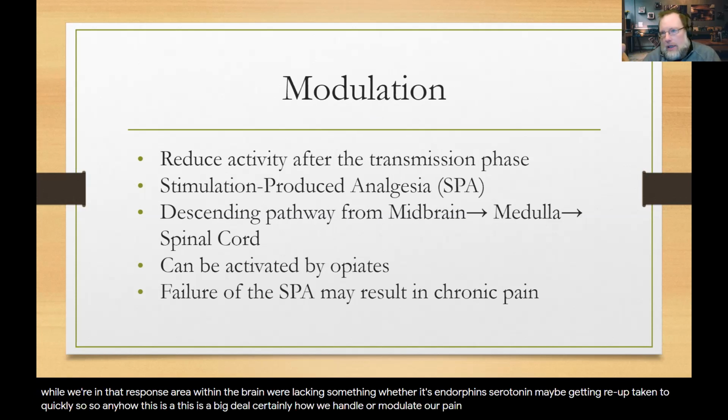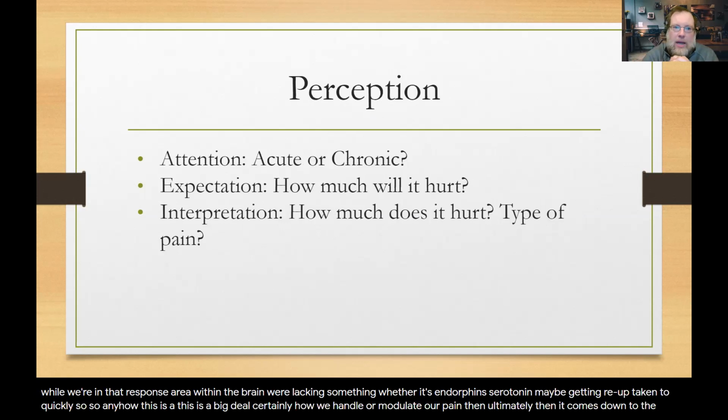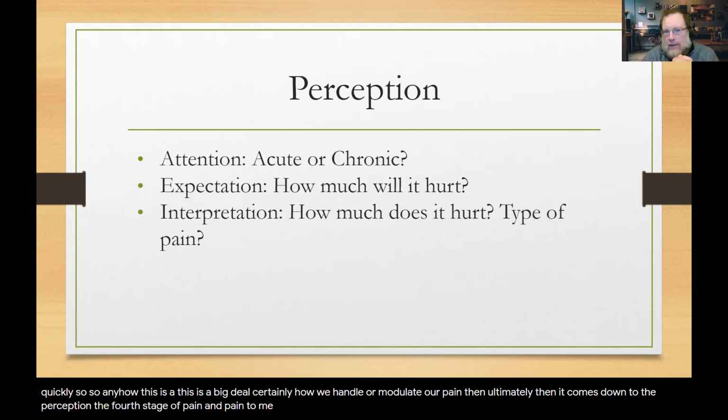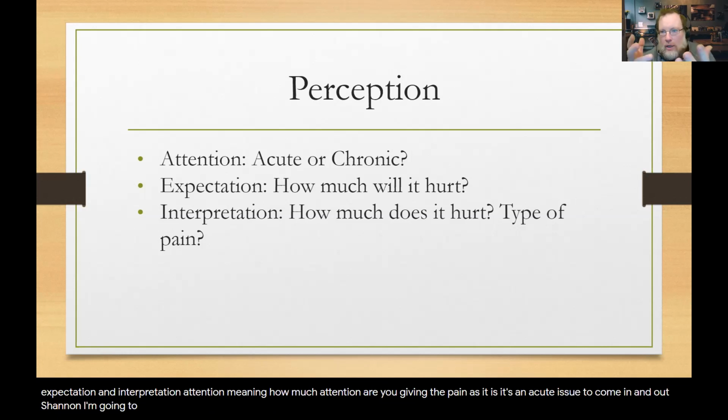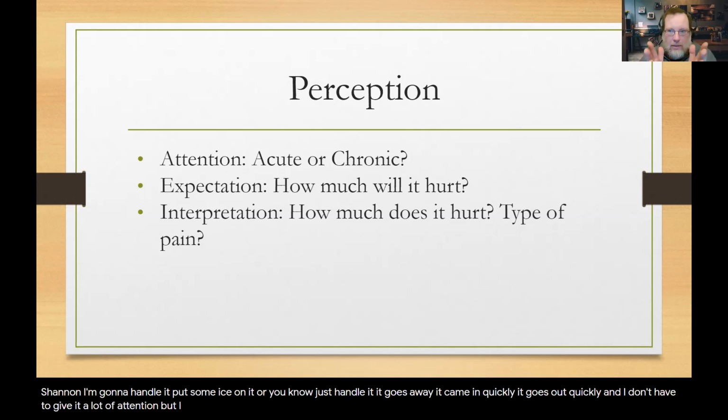Then ultimately, it comes down to the perception, the fourth stage of pain and pain management. And the three sub-stages of perception are attention, expectation, and interpretation. Attention meaning how much attention are you giving the pain? Is it an acute issue? It's come in and I'm like, ouch, and I'm going to handle it, put some ice on it. It goes away. It came in quickly, it goes out quickly. And I don't have to give it a lot of attention, but I do have to pay some attention to it.